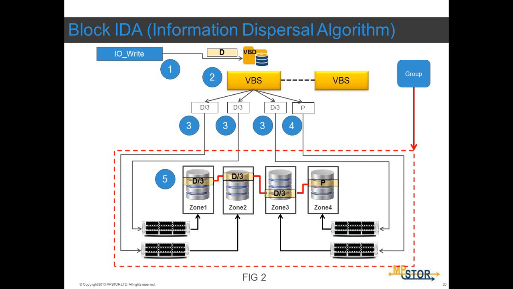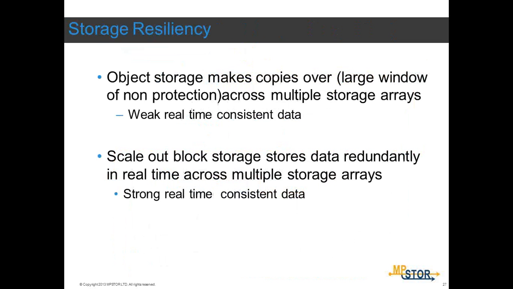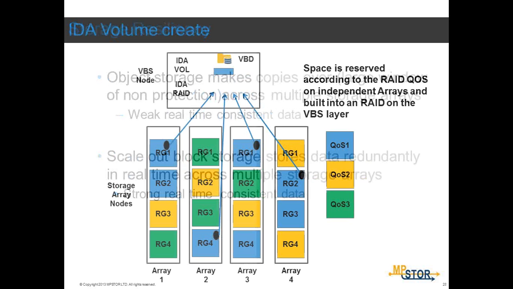So if we go to the next slide, when you compare and contrast both of these methodologies, object storage is going to make copies, but there's a large window of non-protection in time across multiple storage arrays. And scale-out block storage will store data redundantly in real time across multiple storage arrays. So one has a strong real-time consistent data, and the other one, object storage, has a weak real-time consistent data. And this can be a problem if the copy time within your object store becomes quite long, and that will happen in large arrays.